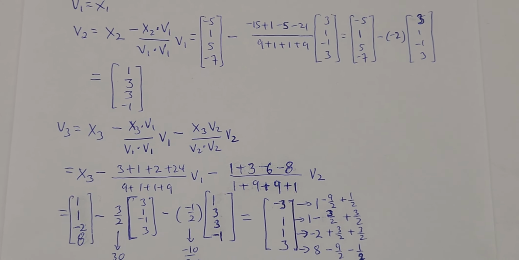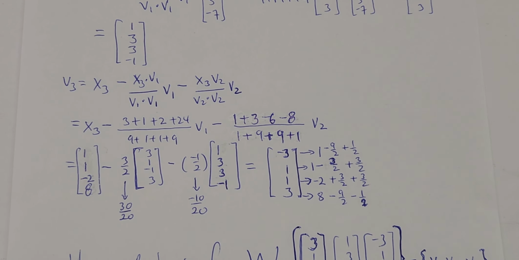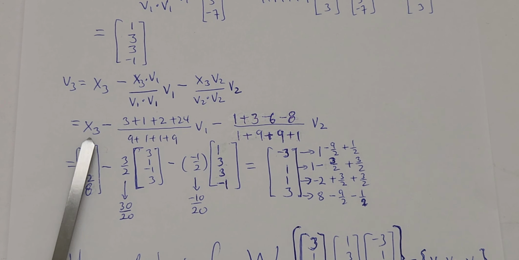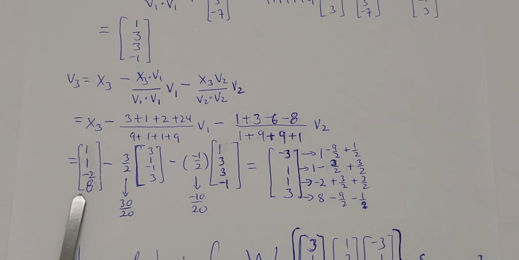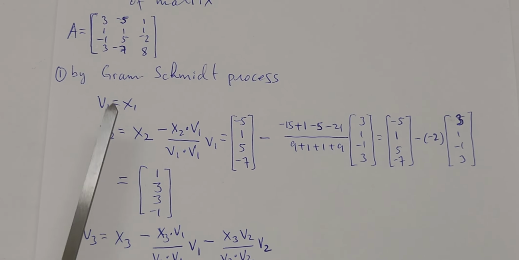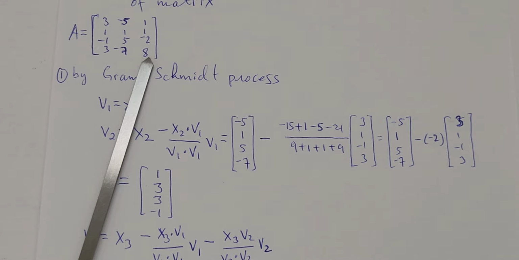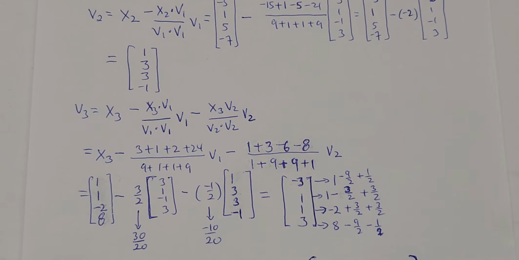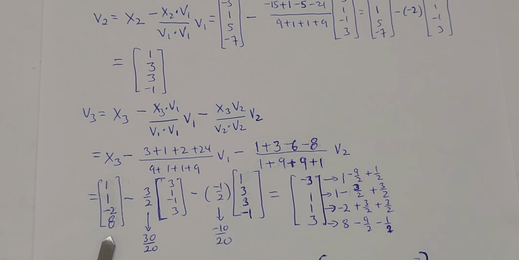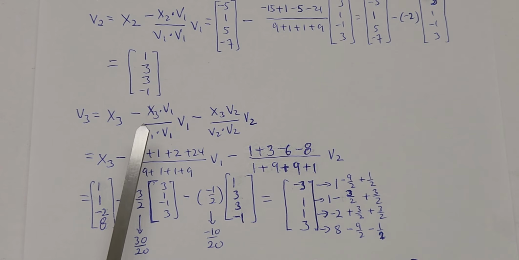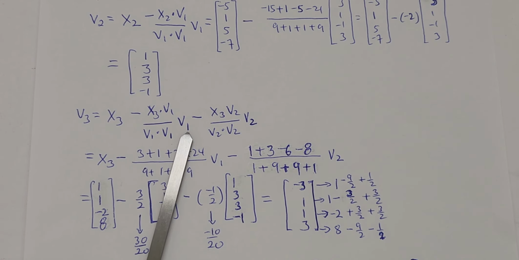So put all this together. So here we go. This is column 3. Where did I get this from? This is our column 3. So column 3 is right here. Okay, so that's our column 3. Minus column 3 times V1.